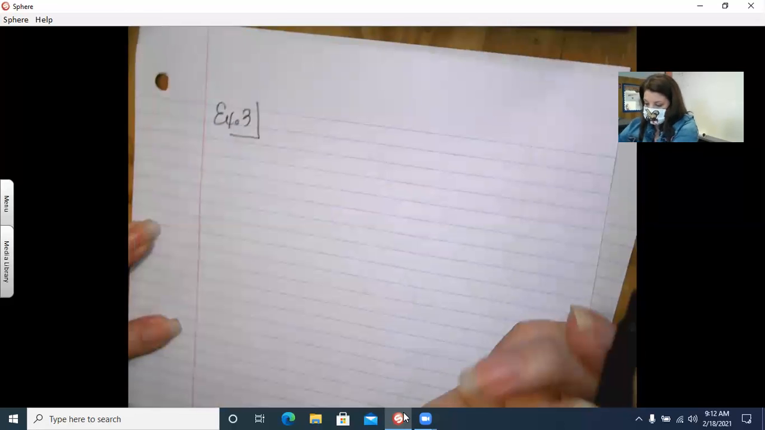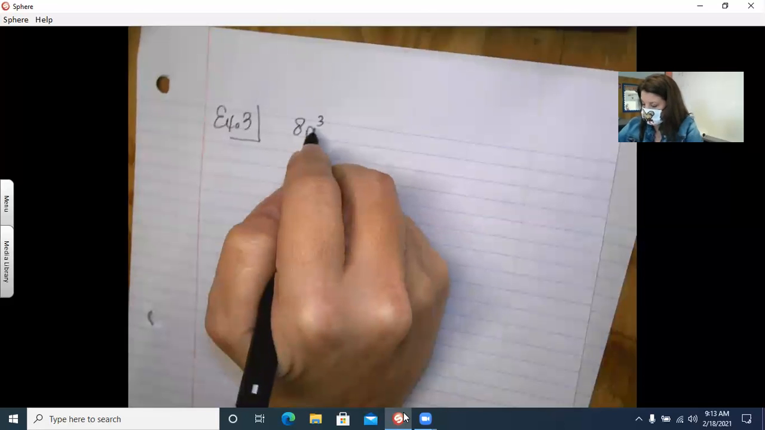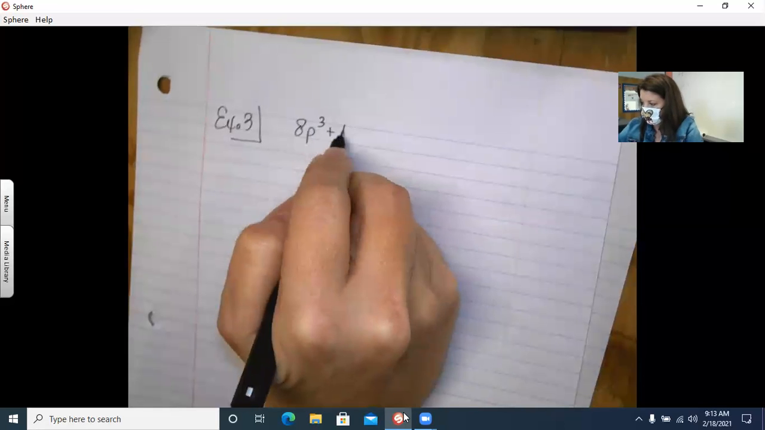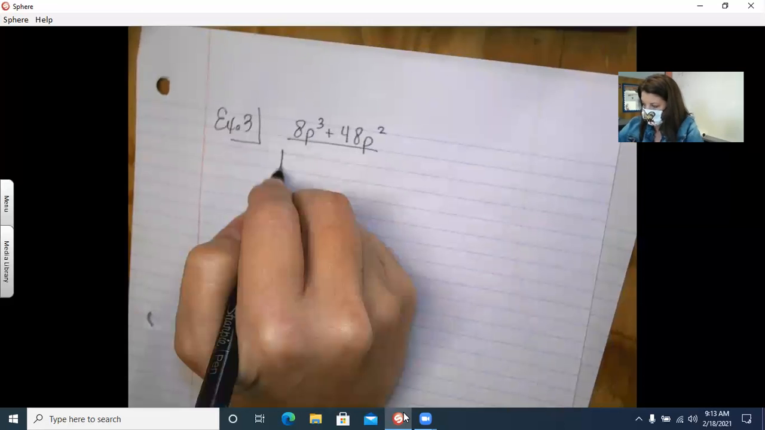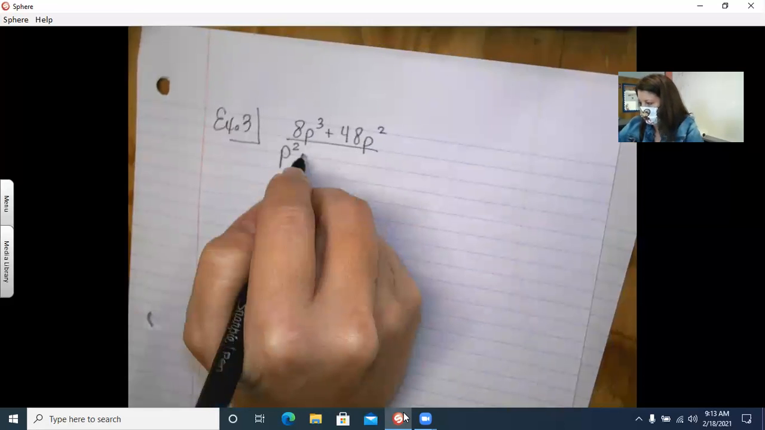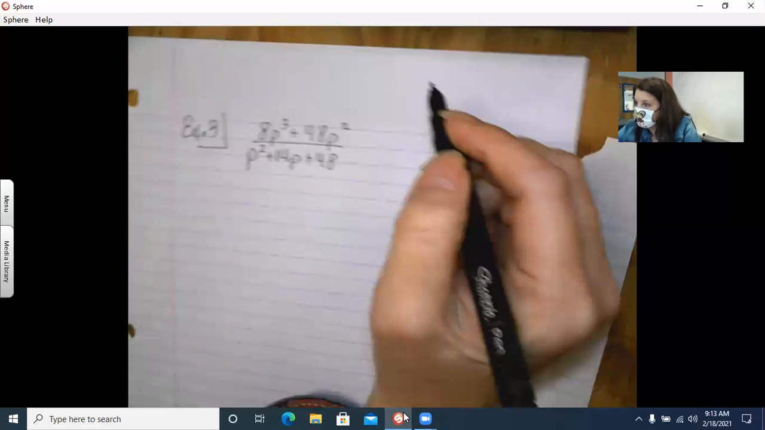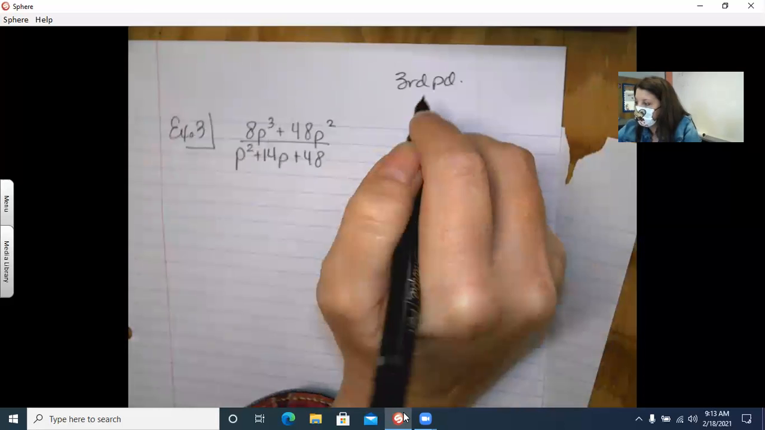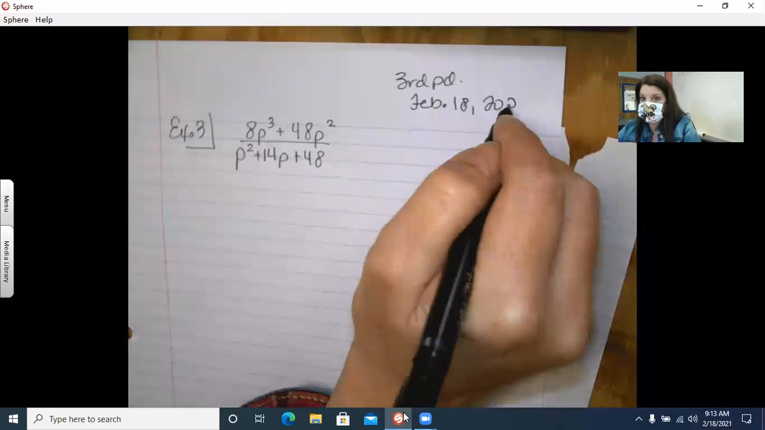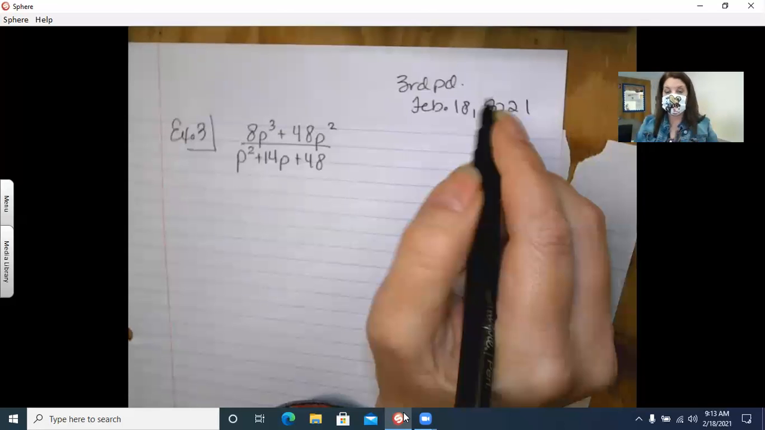Okay, how about 8p cubed plus 48p squared, quantity divided by p squared plus 14p plus 48. There is no equal sign. We're not solving, we are only simplifying. You solve equations, you simplify expressions. Expressions don't have equal signs. Is there anything I can just cancel out right now?